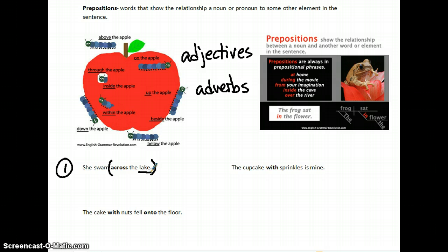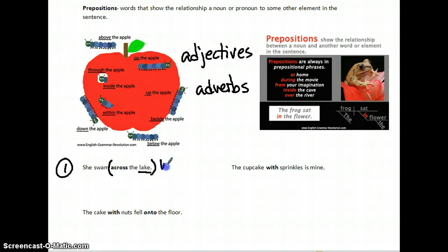Now, when we say it's showing us a relationship to some other element, the element it's showing us a relationship to in this sentence is in front of it, and we figure out what it's modifying by asking ourselves the question, what does it answer in the sentence? So, across the lake answers the question, what about she swam?